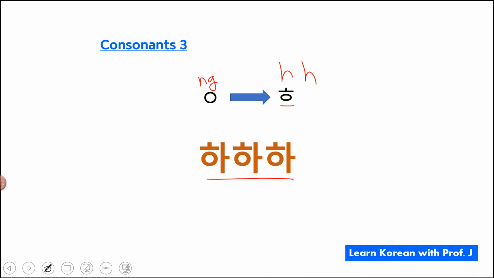Here are words I put here. How would you read these words? It's ha ha ha. It's a laughing sound, right? When native Korean speakers text their friends, they may just put this. It's short for ha ha ha. It's equivalent to LOL in English. As you saw in my handwriting, the stroke order is 1, 2, and 3. It makes an H sound.